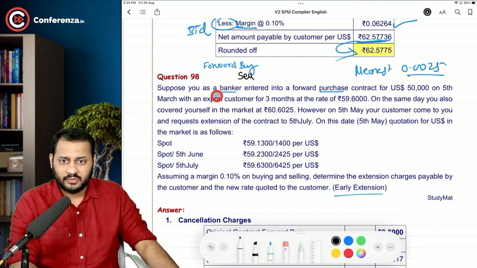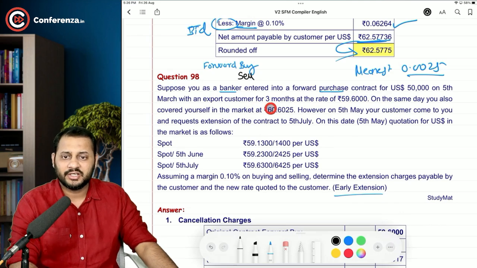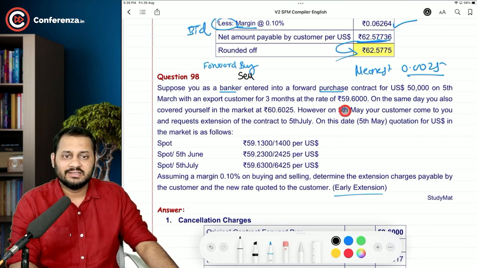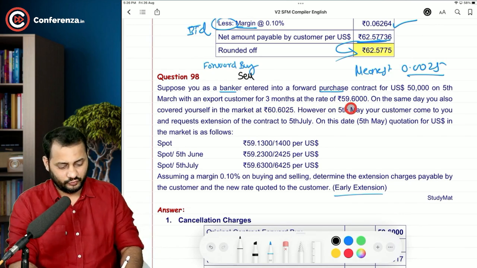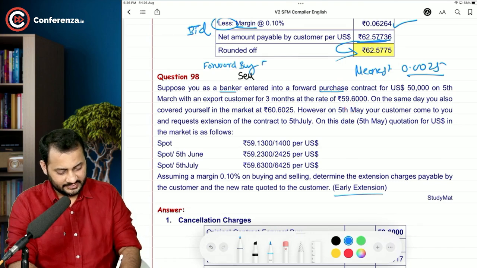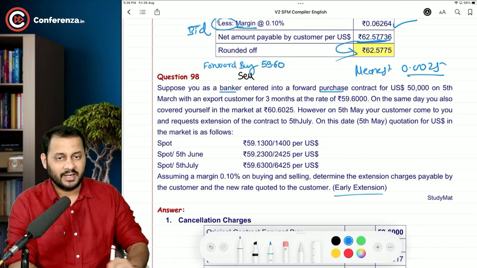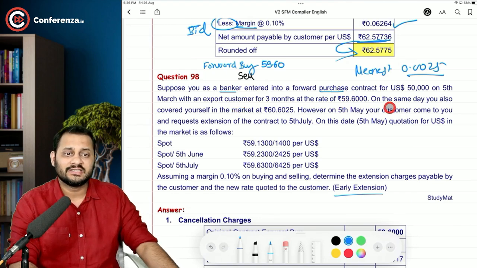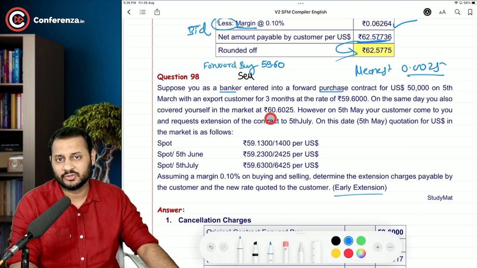$50,000 on 5th March with an export customer for 3 months. From March it is April, May and June, at the rate of 59.60. So this was the buying rate for the bank, selling rate for the customer, because he is an exporter, he is going to sell the foreign currency to us. On the same day, you also covered yourself in the market at 60.6025.